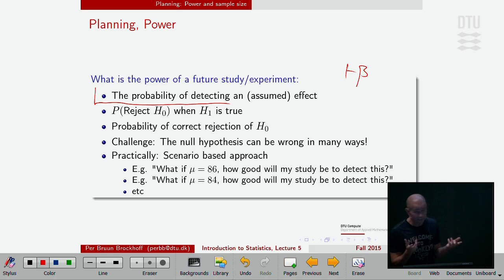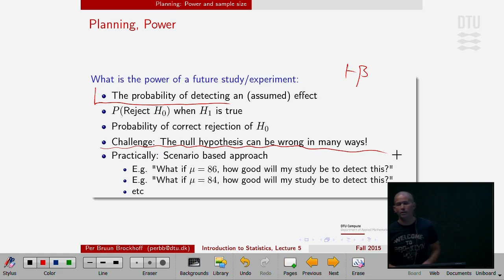So it's a scenario-based thinking. If there's something there to find, what is my chance to find it? That's the only thing we can do. If I knew everything, then I didn't have to do the experiment. But I can say, what if? That is challenging, because the what-if scenarios about the potential alternatives is a pretty large set of possible values. It's an infinite set, right?